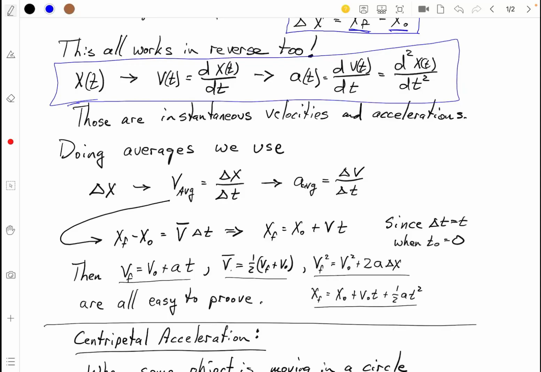But if we do averages, then we can start with, okay, I've got some delta x, and we move delta x in a certain amount of delta time. And just off to the side, I neglected to deal with time here for a second.